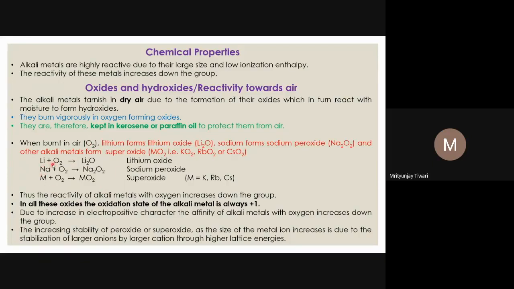Lithium forms the normal oxide, with oxygen in the 2 minus oxidation state, sodium forms peroxide, and the other alkali metals, potassium, rubidium, and cesium, form superoxide. And superoxide is what? O2 single minus. Peroxide is O2 2 minus, and oxide is O 2 minus.